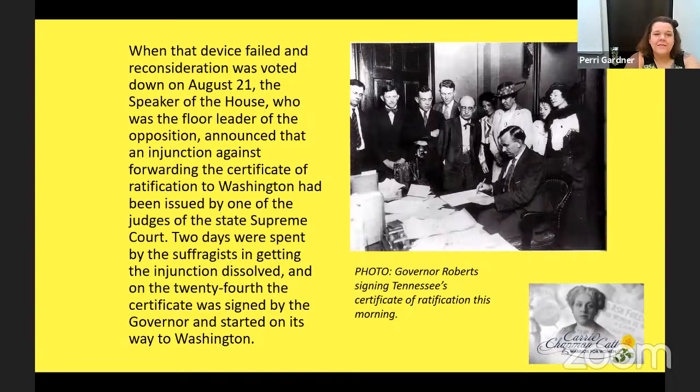When that device failed and reconsideration was voted down on August 21st, the Speaker of the House, who was the floor leader of the opposition, announced an injunction against forwarding the certificate of ratification to Washington had been issued by one of the judges of the state Supreme Court. 2 days were spent by the suffrages in getting the injunction dissolved. And on the 24th, the certificate was signed by the governor and started on its way to Washington.